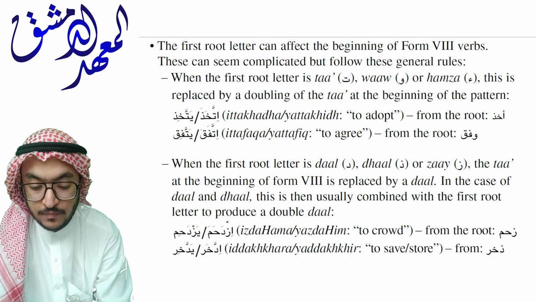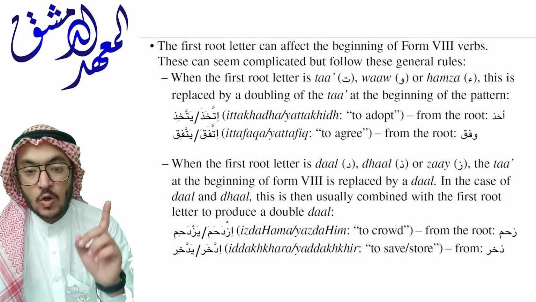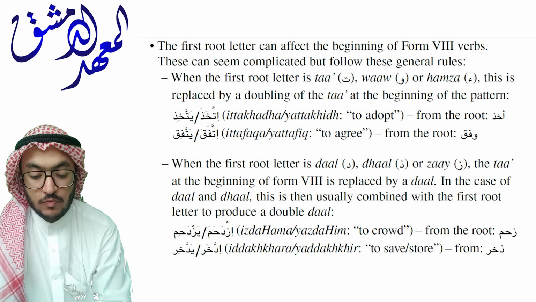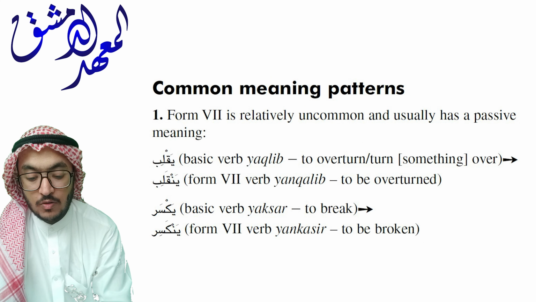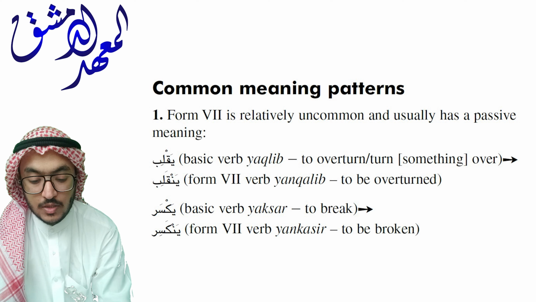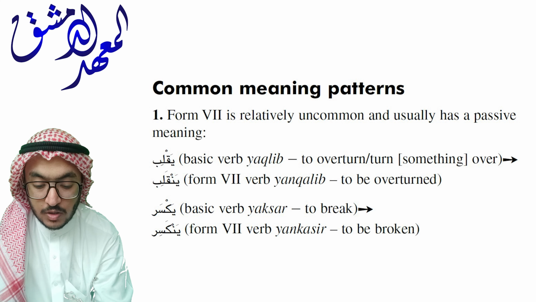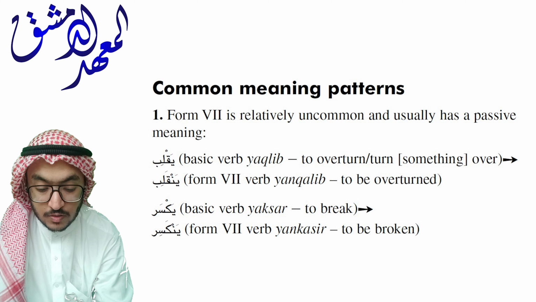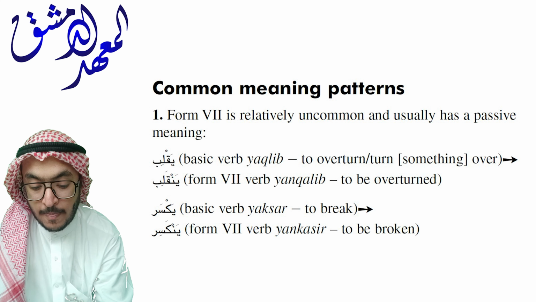Now some common meaning patterns. Form 7 is relatively uncommon and usually has a passive meaning. Yaqlib is a basic verb, to overturn or turn, and its form 7 is yanqalib, to be overturned. Yaksir means to break. Yanqasir means to be broken.